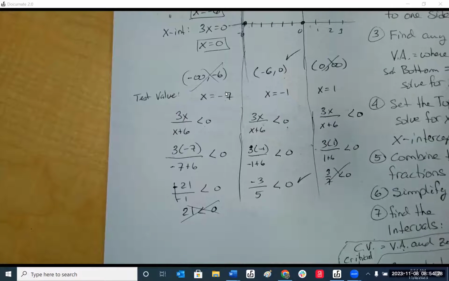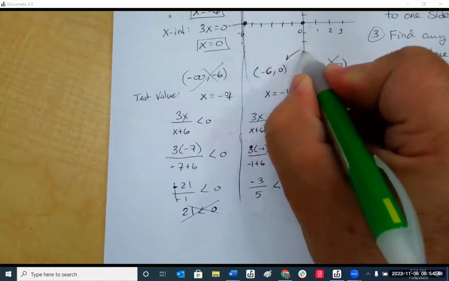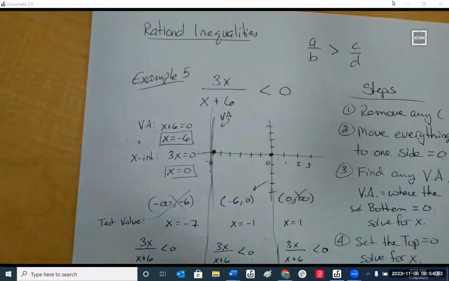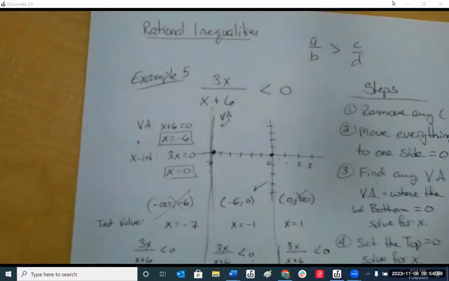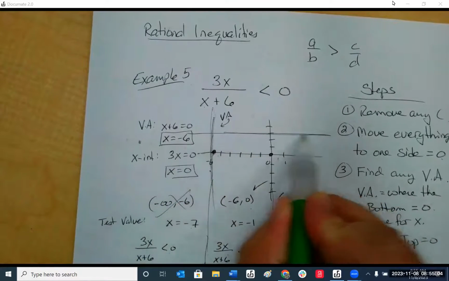What's this graph going to look like? What's the horizontal asymptote? We have the vertical asymptote at -6. What's the horizontal asymptote? Since the function is 3x over x plus 6, 3x over x, the x's cancel, so it's just 3. The horizontal asymptote is 3.